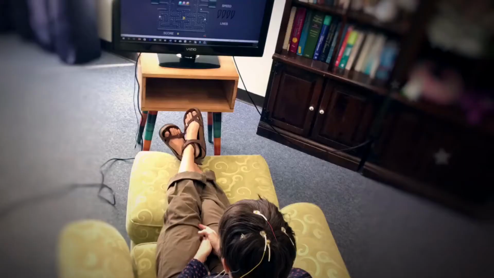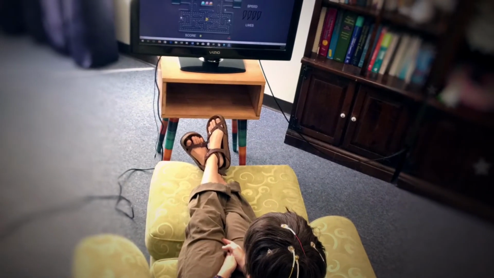So my neurofeedback practice differs from some others in a couple of ways. One is the technical aspect. I am using Z-score training.